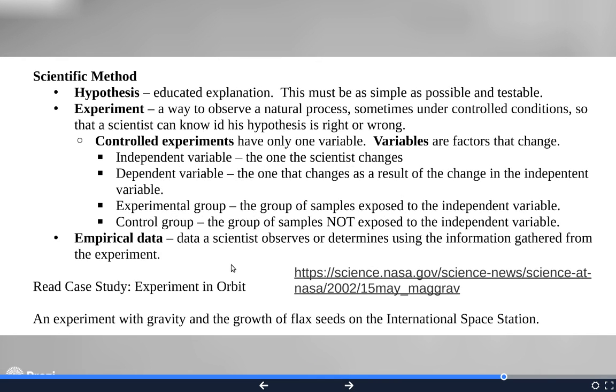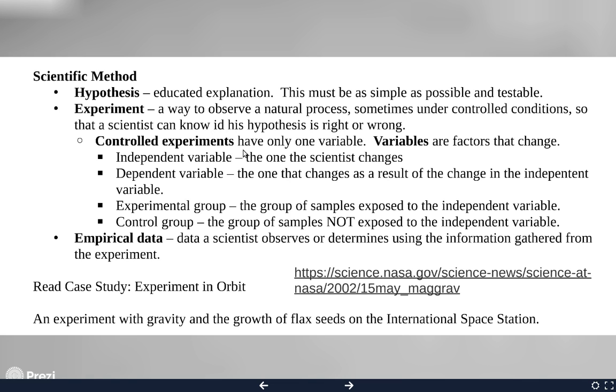Now, the scientific method. First, we have the hypothesis, which is an educated guess or an educated explanation. This must be as simple as possible so that you can test it. If you make it complex, you can't really test it. An experiment is a way to observe a natural process, sometimes under controlled conditions, so a scientist can know if his hypothesis is right or wrong. I just saw a typo, so that should be if.